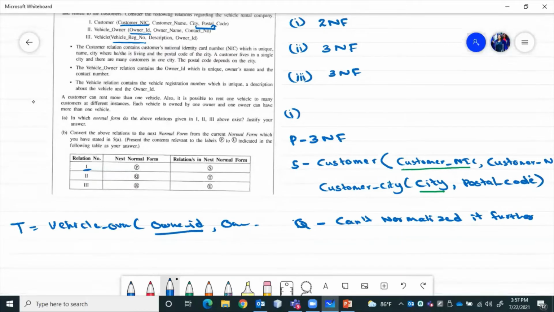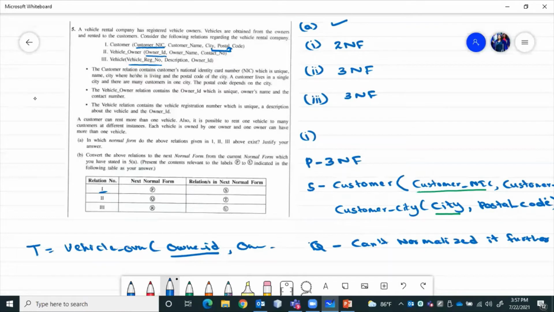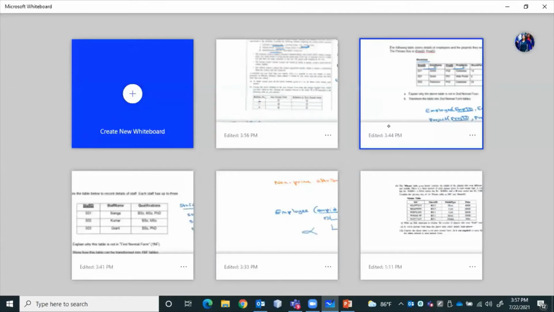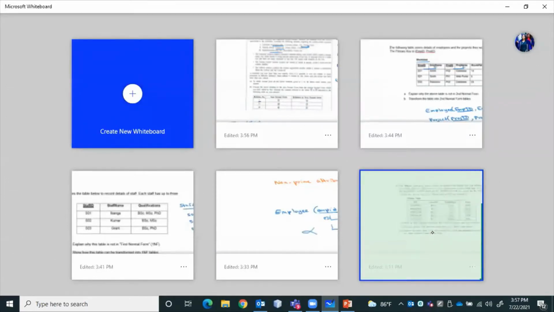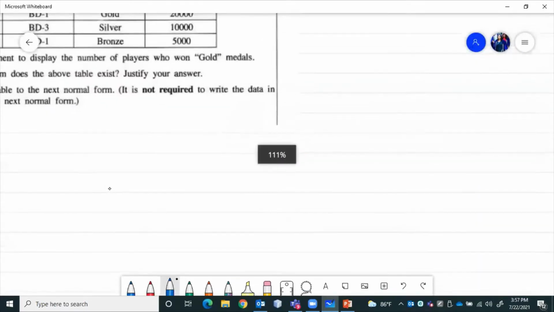So this is the question you have in the 2019 paper. Let's quickly move to the 2020 paper as well. Right, so this is the question.